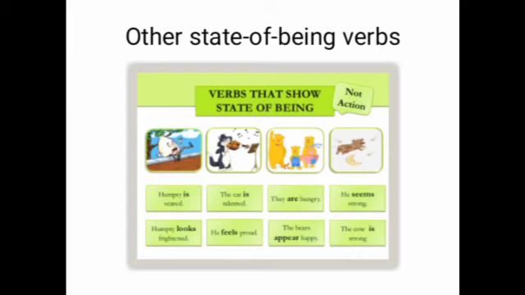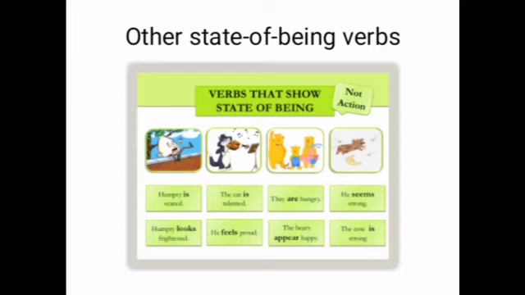Then you have also, Humphrey looks frightened. Looks there is a state of being. It's not an action. Unless you are talking about someone looking at you, that is an action. But the verb here, looks, in this sentence, is not an action. It's a state. He feels proud. That's the next one. Feels is a state of being. It's not an action, because it just says how someone's state is. It's not what the person is doing.